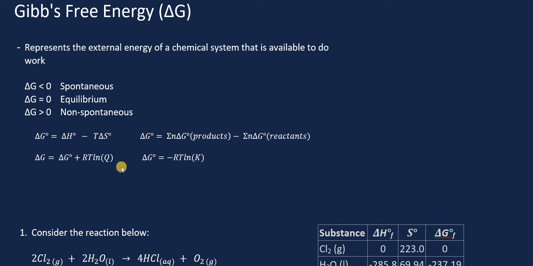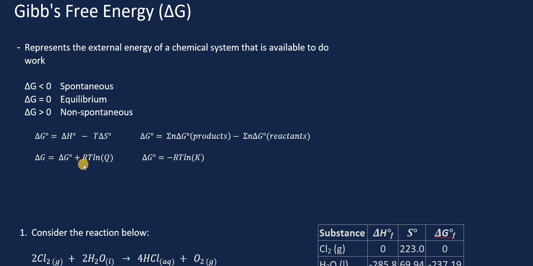Now Gibbs free energy can be applied to equilibrium problems. So for reactions that take place at equilibrium, we have these two equations down here, and they're used for different scenarios. So this first equation would be used for when your reaction isn't at equilibrium, and its delta G is equal to delta G prime plus RT ln Q.